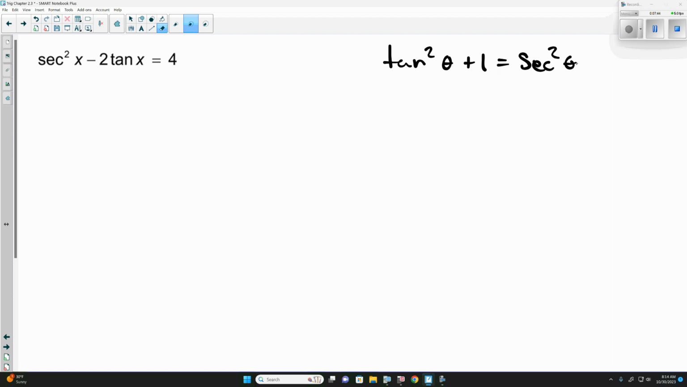Tangent squared plus 1 is equal to secant squared. That's useful for us because we can replace secant squared in the equation with tangent squared of x plus 1 minus 2 tangent of x is equal to 4.